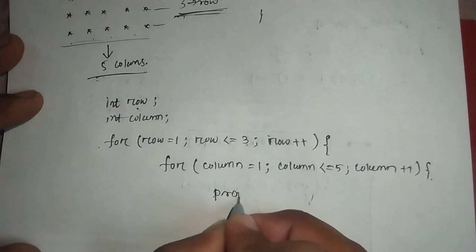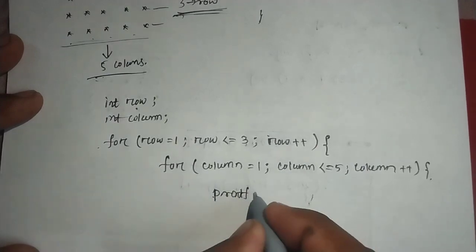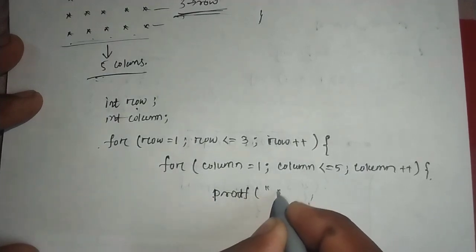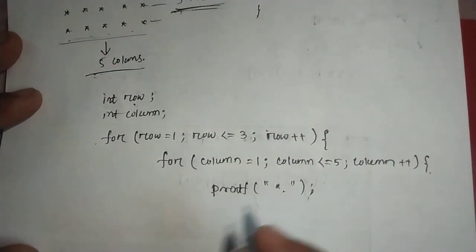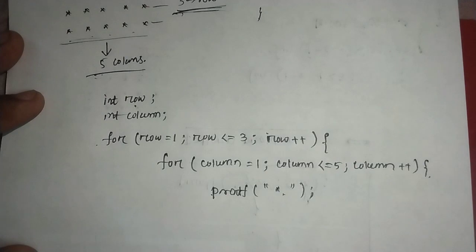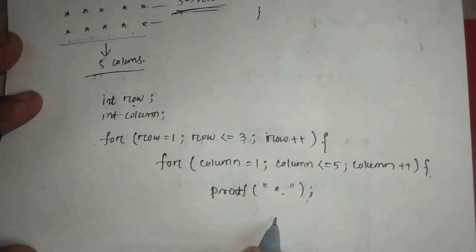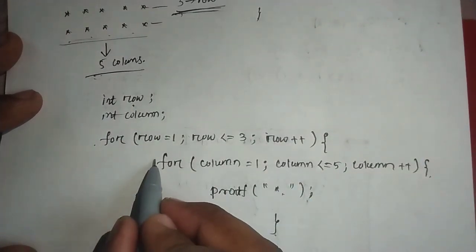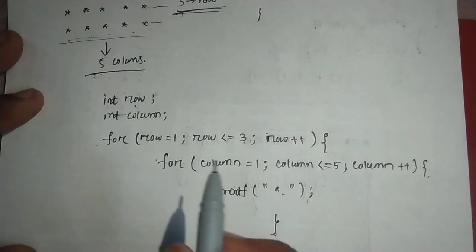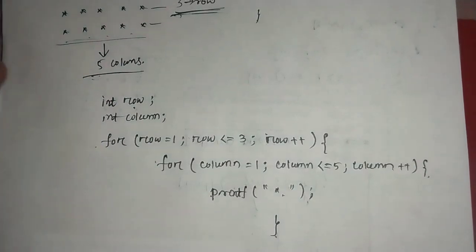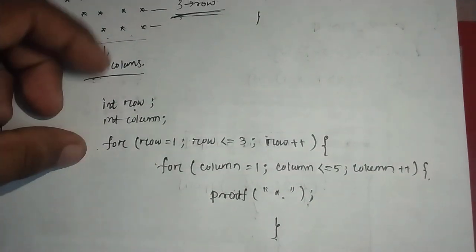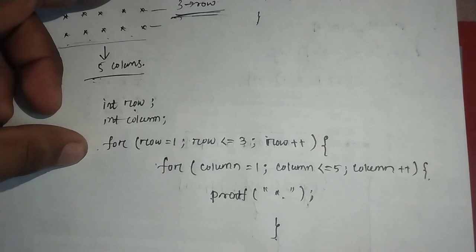And print each element star. Give some space here, because it will look good after the execution. After the first element of each row, the first element in each column, then go to the next line.